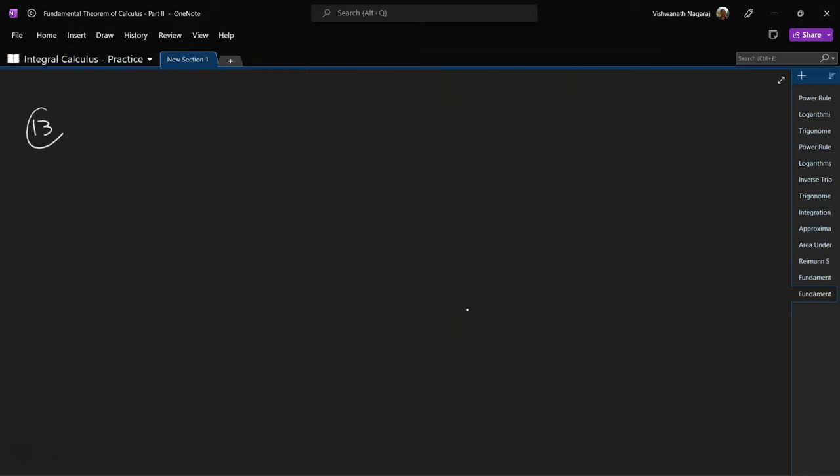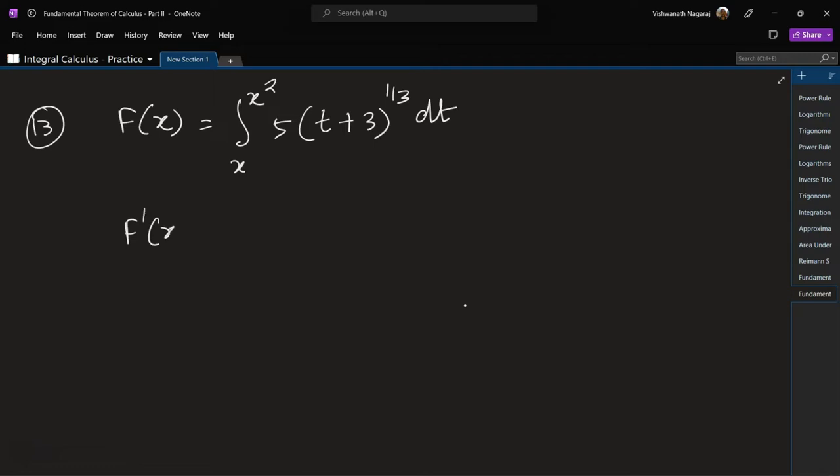In our 13th one, capital F of x is equal to the integral from x to x square. So a different type of problem. Here the bottom limit is also a variable. 5t plus 3 to the power of 1 by 3 dt. Okay, let's arrive at the derivative of this capital F of x. So we get d by dx of the integral from x to x square of 5t plus 3 to the power of 1 by 3 dt.